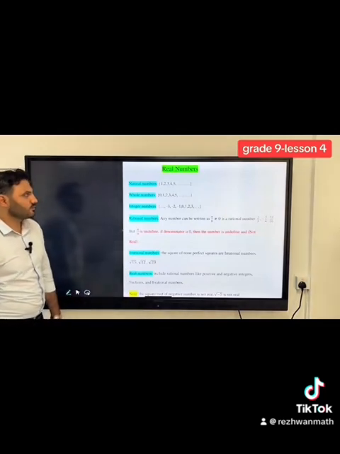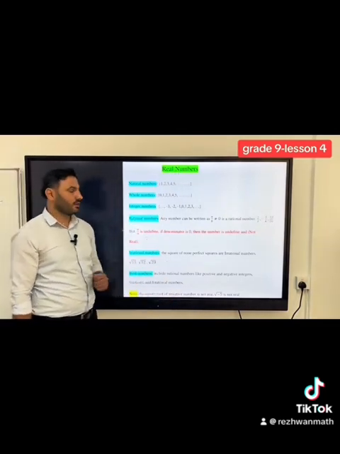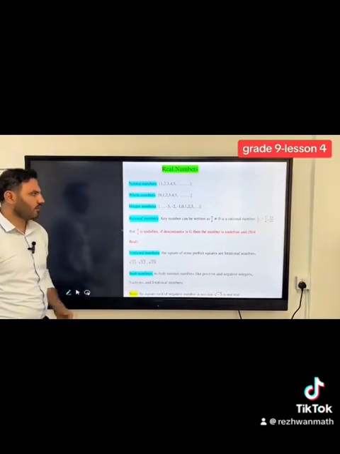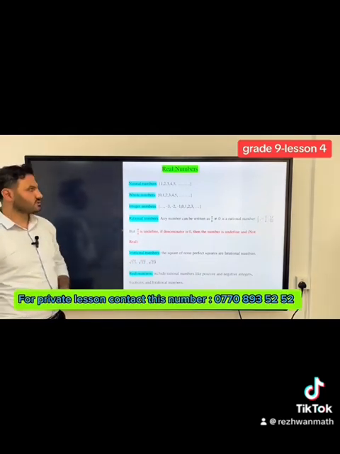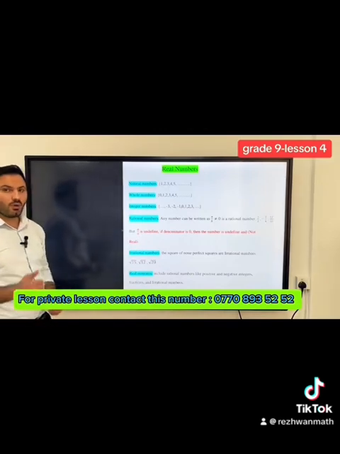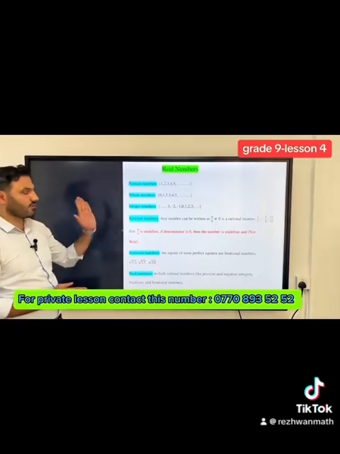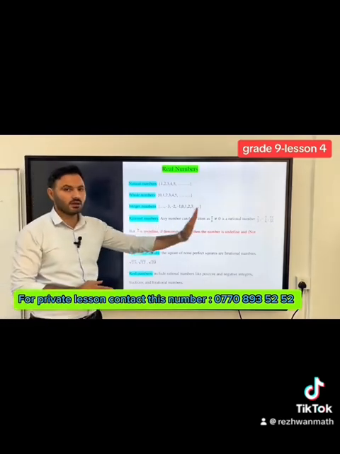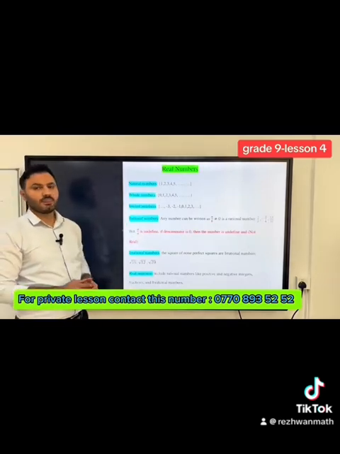Today's lesson we will learn what a real number is and what the family of real numbers is. If you look at this family of real numbers, I will explain each of them. Now we start with natural numbers. What's a natural number? Natural numbers start with 1 until positive infinity. If we have a number from 1 until positive infinity, we can say it's a natural number.